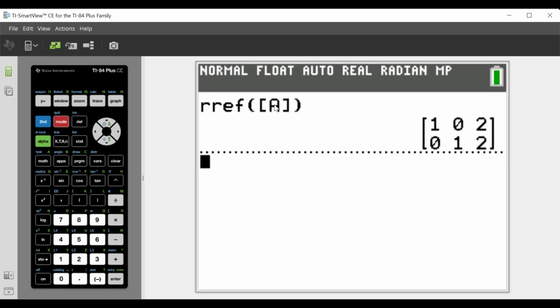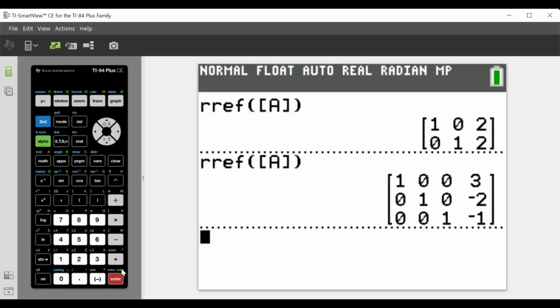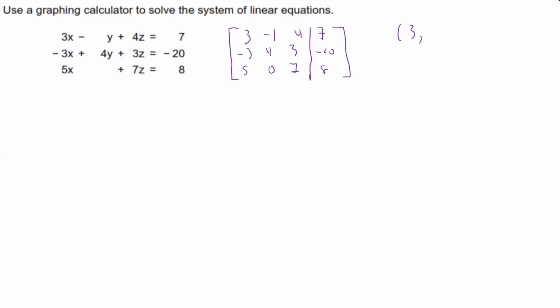And since we put it in A, we can hit second enter, and it's going to do the same thing again, and it gives us the answer. So 3, and then minus 2, and minus 1. So let's go back over here. And so the ordered triplet would be a 3, minus 2, and a minus 1. So that is our solution.